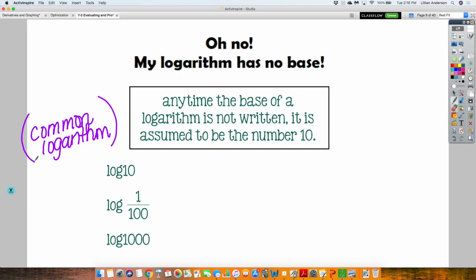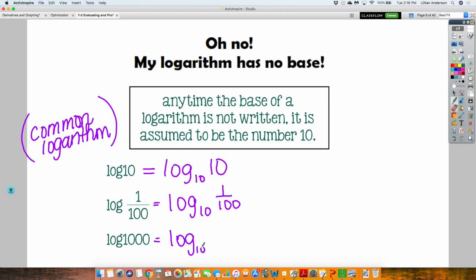Okay? So, all of these are examples of logs that have no base written, but they can be written as log base 10 of 10. This one here, log base 10 of 1 over 100. This one can be written as log base 10 of 1,000. Okay? These are some examples of common logarithms.